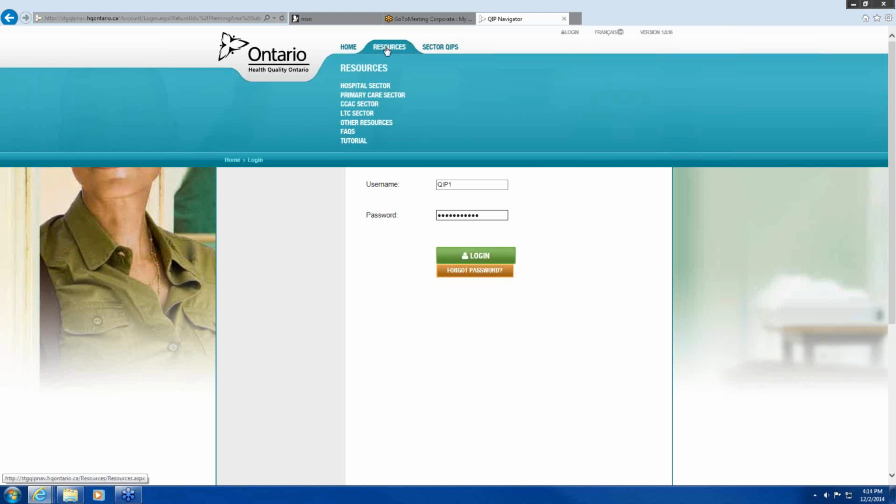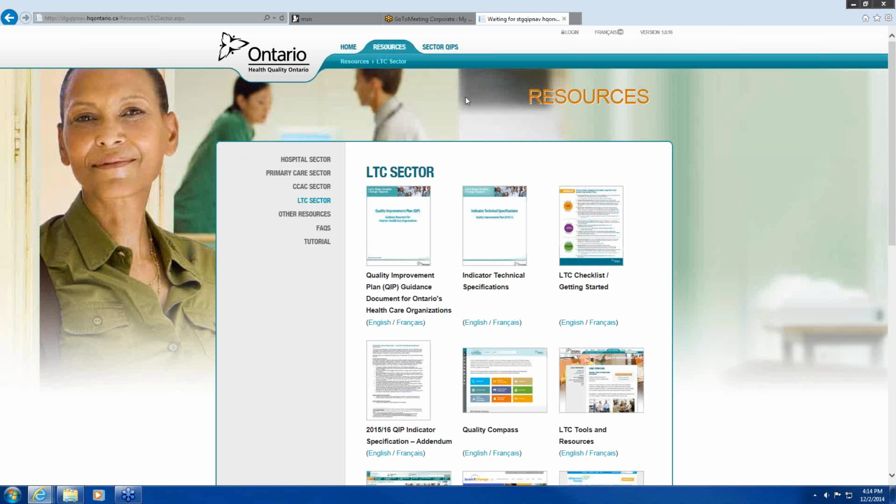Prior to that, though, I'll just let you know that the resources and sector QIPs are not password protected. So you can go into the long-term care sector resources. You can go into any of these, primary care, other resources, and so forth. The guidance material is posted here. It's an evergreen document for all sectors. Technical specifications, a critical document with all of those definitions that Trish has shared with you.